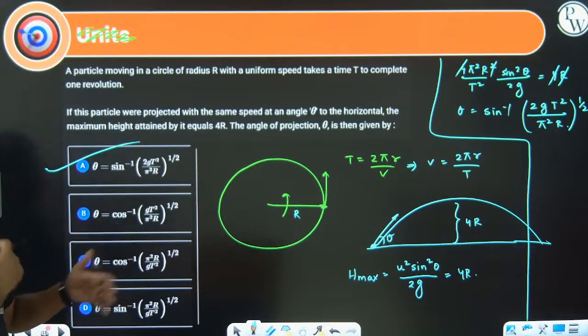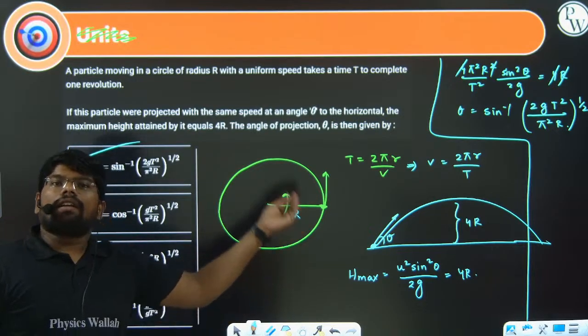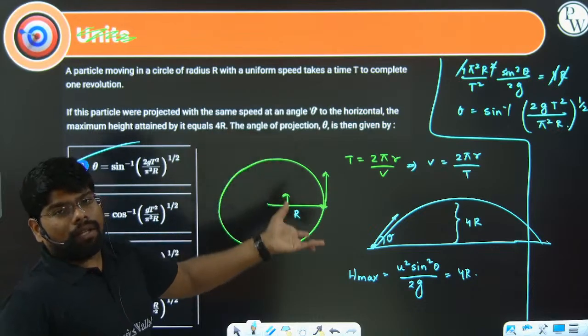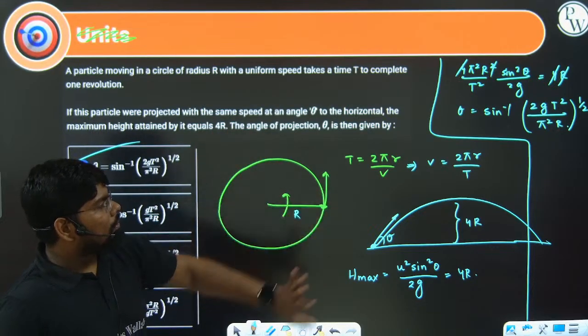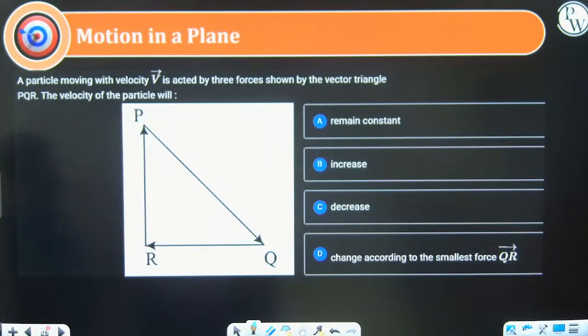It might look like something different is happening, but instead of giving velocity, now they are saying take it from the time period. That's it. We get the velocity, substitute, done. Again, we just follow the basics.